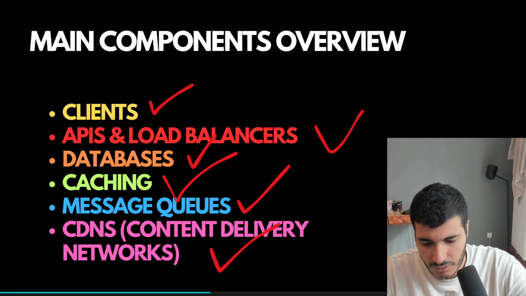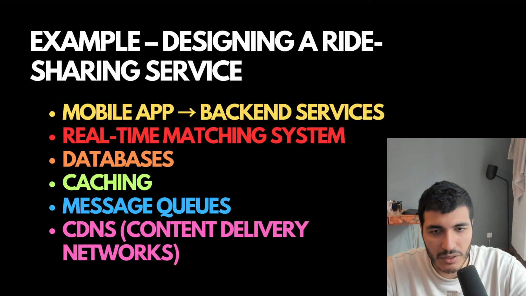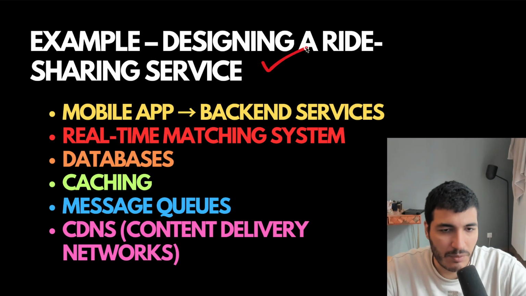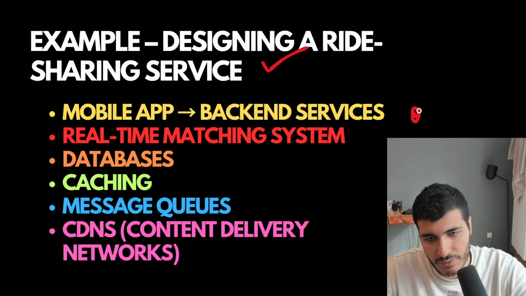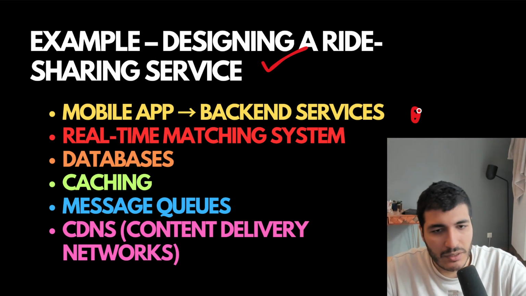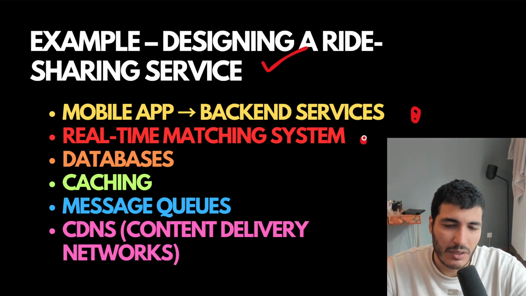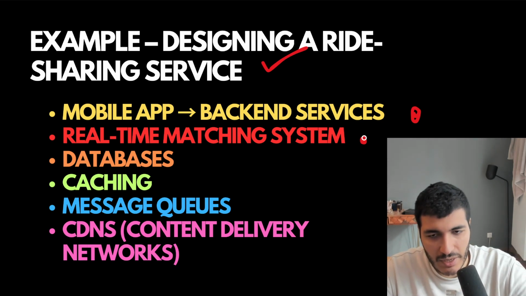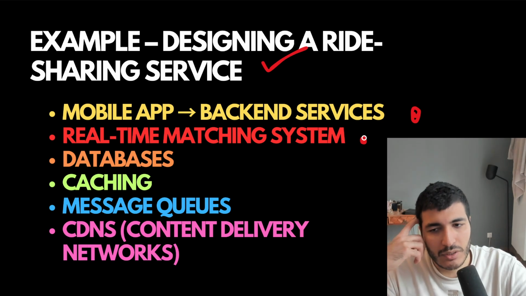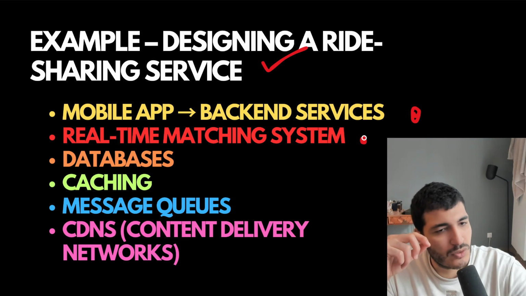Okay, let's go next and make an example of designing a ride sharing service, for example. So first we need to talk about the mobile app and backend services, like riders and drivers maybe will use a mobile app that communicates with the backend via APIs. We talk about a real-time matching system, for example. I would say assign drivers to a rider based on proximity and availability. This can be done through a load balanced API that scales with user demand.